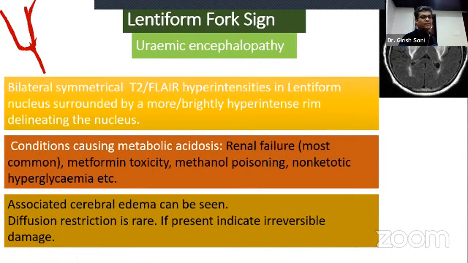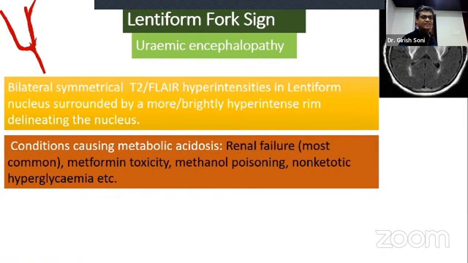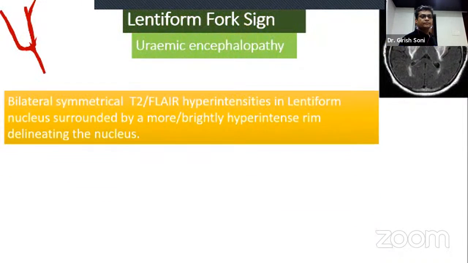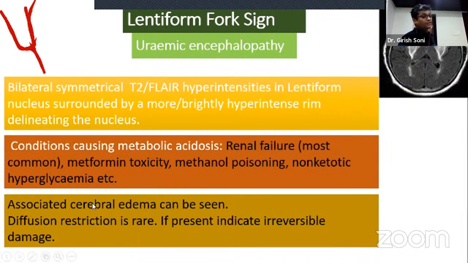It can be associated with cerebral edema or hyperintense signal in other parts of the brain, as you can see corona radiata, subcortical white matter, posterior cortical areas also involved in this patient. If diffusion restriction is there, which is rare, it represents irreversible damage. So whenever you are seeing MRI of a renal failure patient and you see lentiform fork sign, please look at the diffusion images also. If it is present, you can explain a bad prognosis to the relatives.